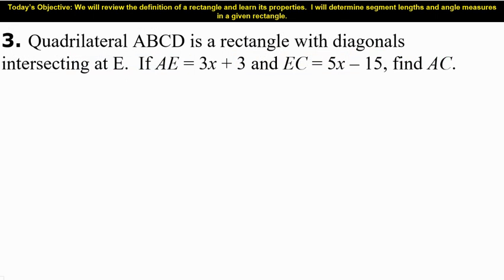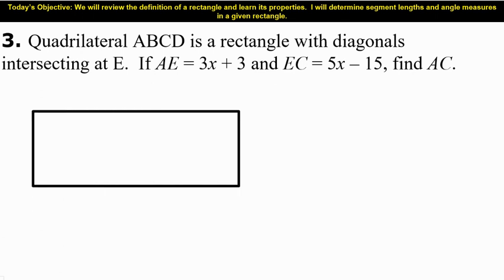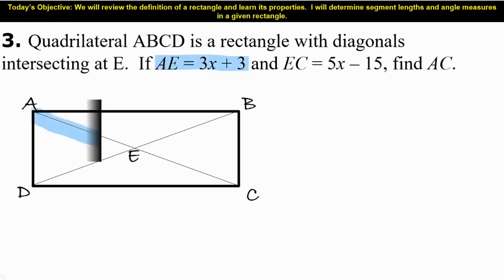Quadrilateral ABCD is a rectangle with diagonals intersecting at E. Let's pause there. Let's draw our picture. So ABCD, we have A. I always choose the upper left corner. You pick the one you like the best. And then either go clockwise or counterclockwise. Do not go zigzaggy across your figure. And my diagonals are intersecting at E. Once you have your picture drawn, then you can look at your expressions. AE is 3x plus 3.